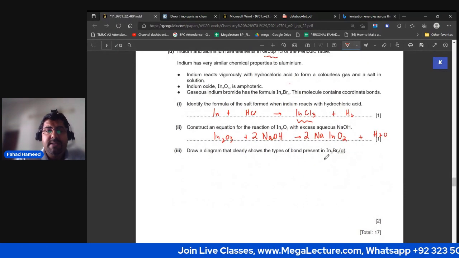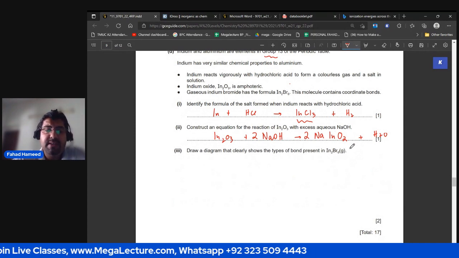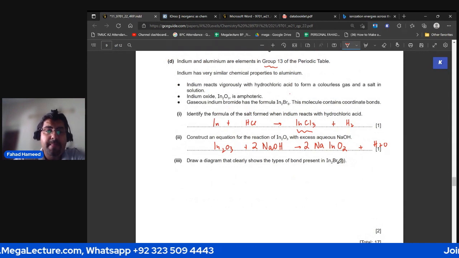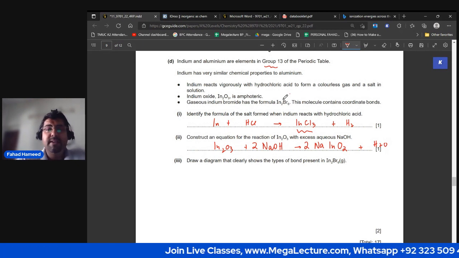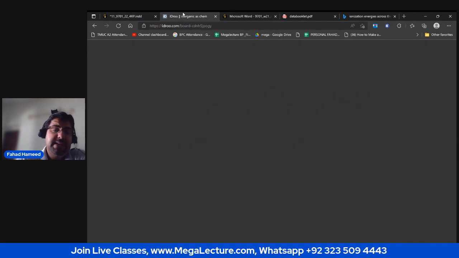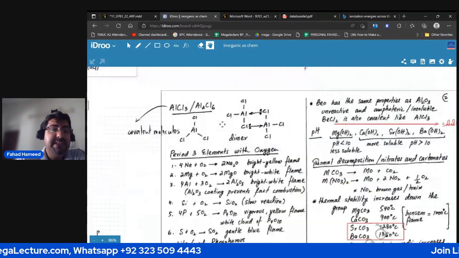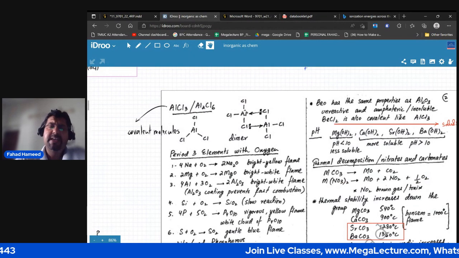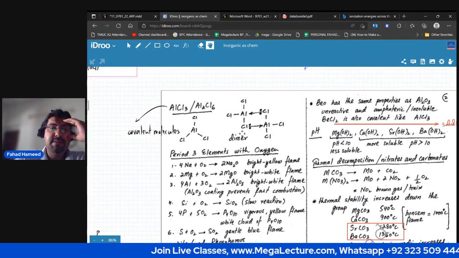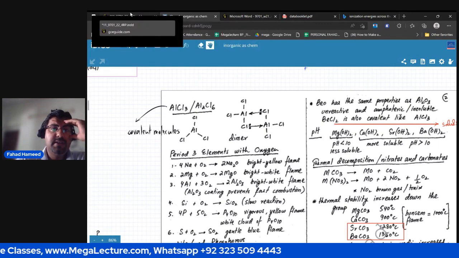The next part says draw the diagram that clearly shows the bonding that is present in gaseous In2Br6. Again, you need to know that dative bonding happens. It's part of inorganic. You should know that dative bonding happens with AlCl3. In our case, we have indium and we've got Br. So the group 13 element has been replaced by indium, and the chlorine has been replaced by bromine. So it's going to be a similar type of dative bonding. You just have to show that. So we're going to do just that.